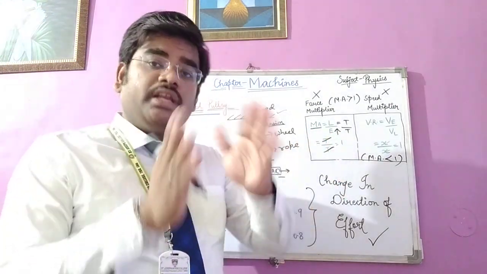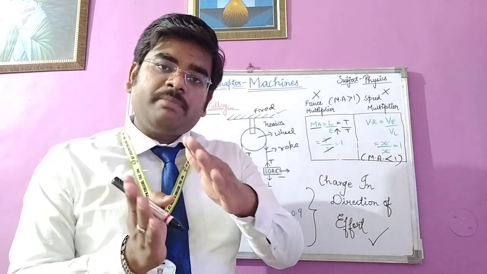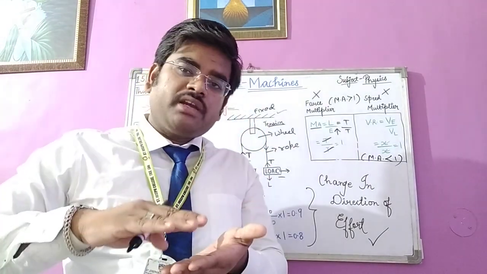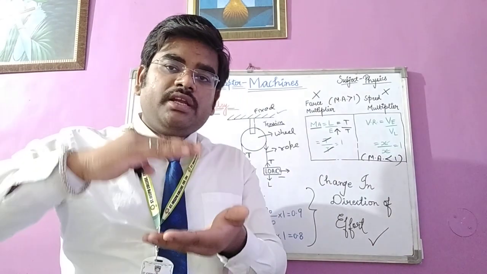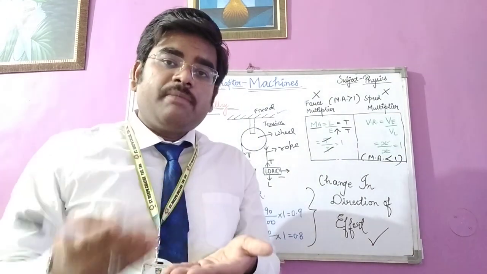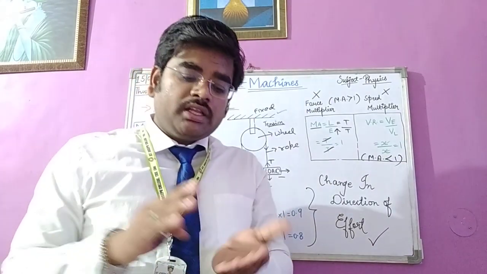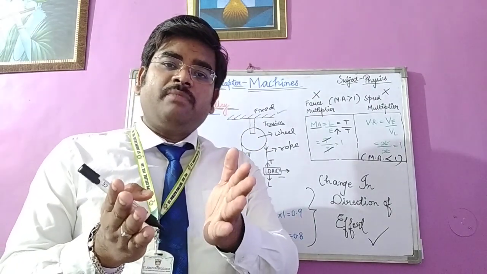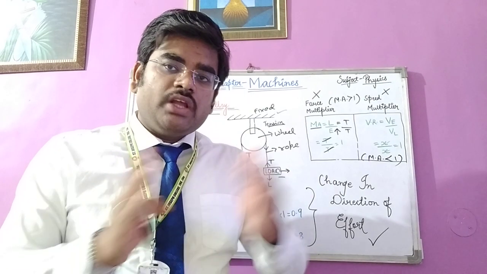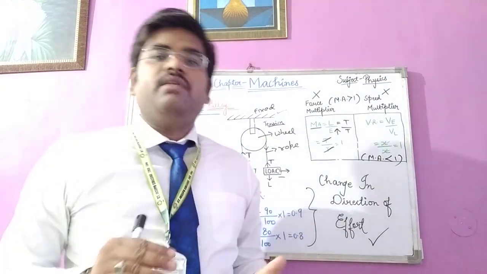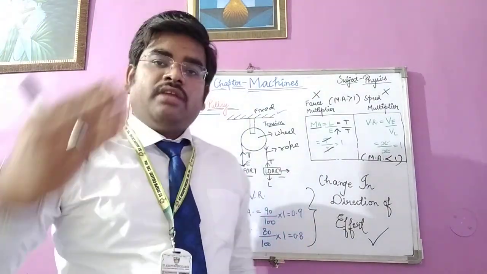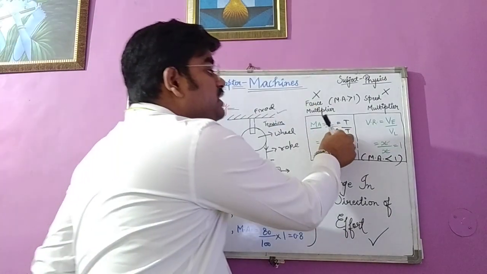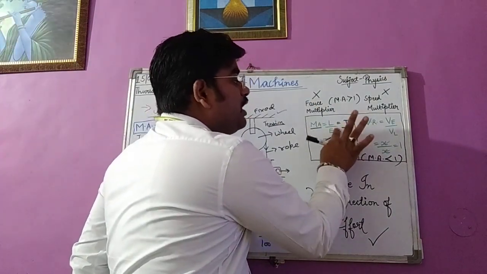Just like that, you are taking a fraction, and if the numerator part is lesser than the denominator part, that means the denominator is greater. So what will happen? If the denominator is greater, then the answer will come lesser than 1. And if the denominator part is lesser than the numerator, then it will be greater than 1.